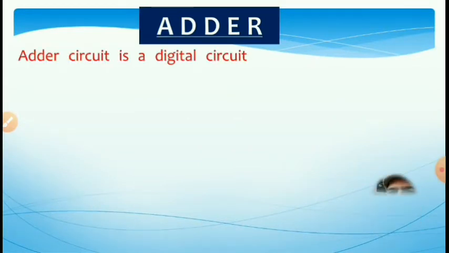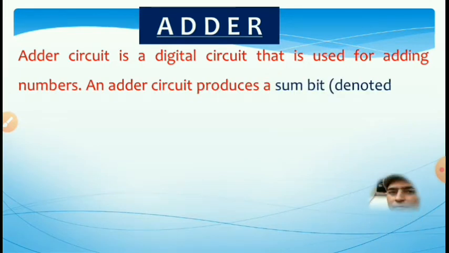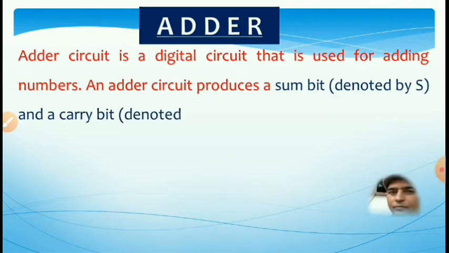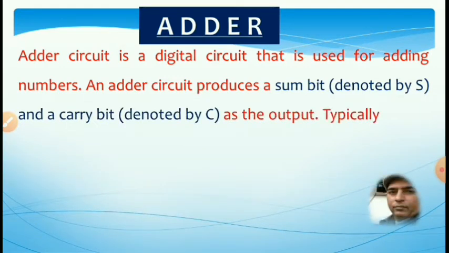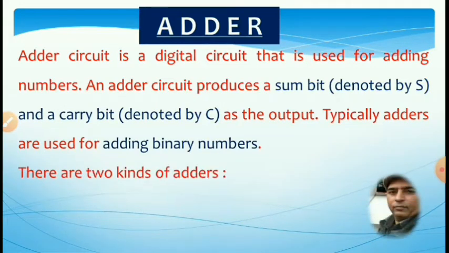An adder circuit is a digital circuit that is used for adding numbers, and an adder circuit produces a sum bit denoted by S and a carry bit denoted by C as the output. Typically, adders are used for adding binary numbers. There are two kinds of adders. Number one is half adder. Number two is full adder.